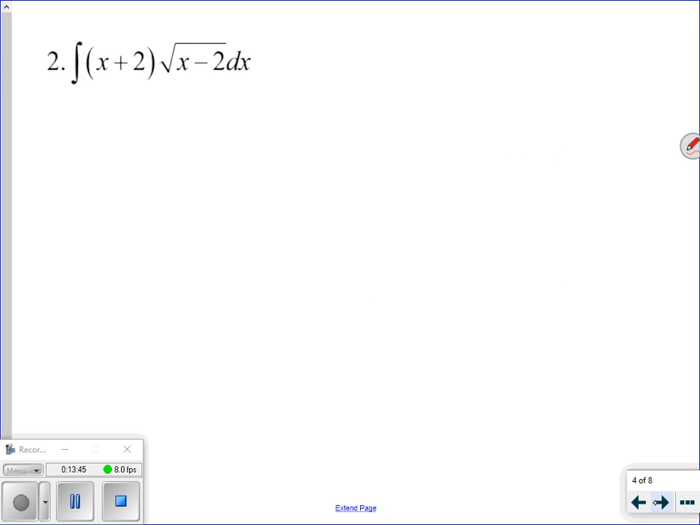Let's try another one. Okay, so I got x plus 2 times the square root of x minus 2. I can't distribute anything. I can't really do any regular integrals. So let's do u sub by making an inner function, in this case, x minus 2, u. And if I take the derivative, I get du equals dx. So kind of not the best thing in the world, but I can plug in dx for du, and I can plug in u for x minus 2.